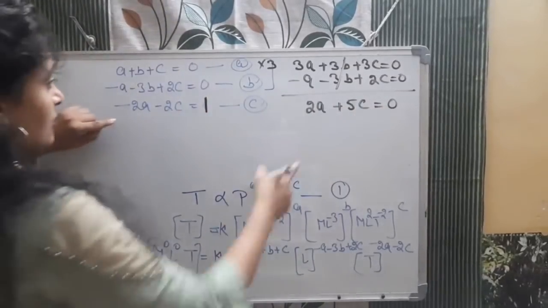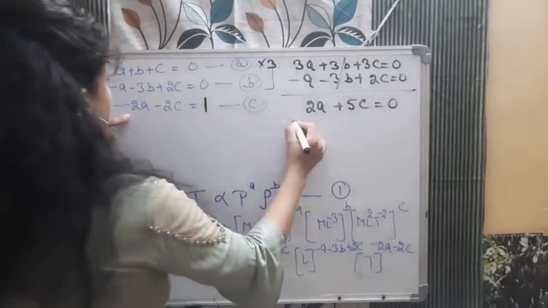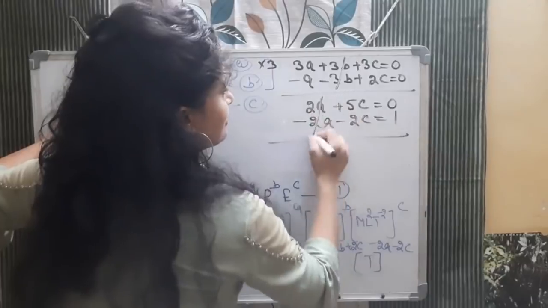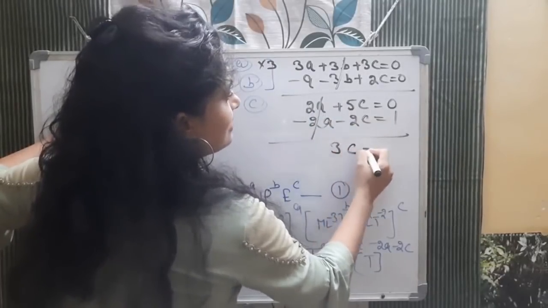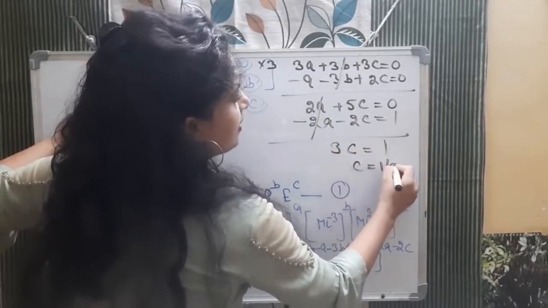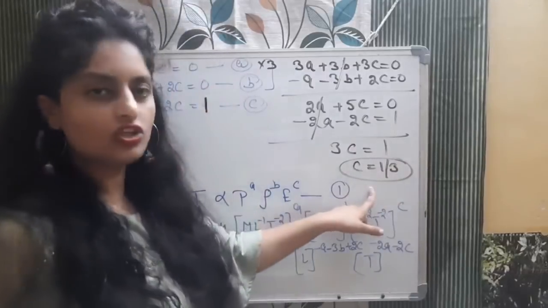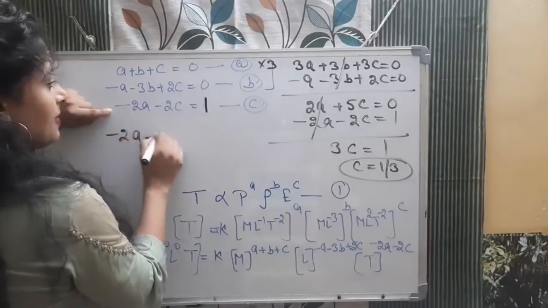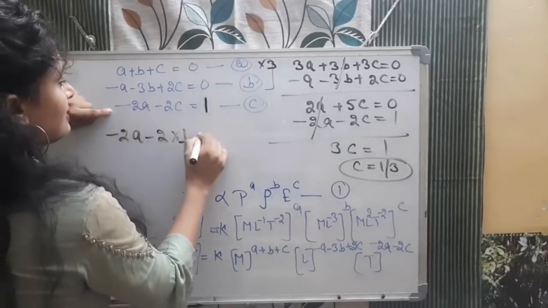I hope you are getting it. So now this equation and this equation: minus 2A minus 2C is equal to 1. Now this will cancel out. This will be what? 3C is equal to 1. C is equal to 1 by 3. First quantity you got. Now put the value of C here and you will get minus 2A minus 2 into 1 by 3 is equal to 1.